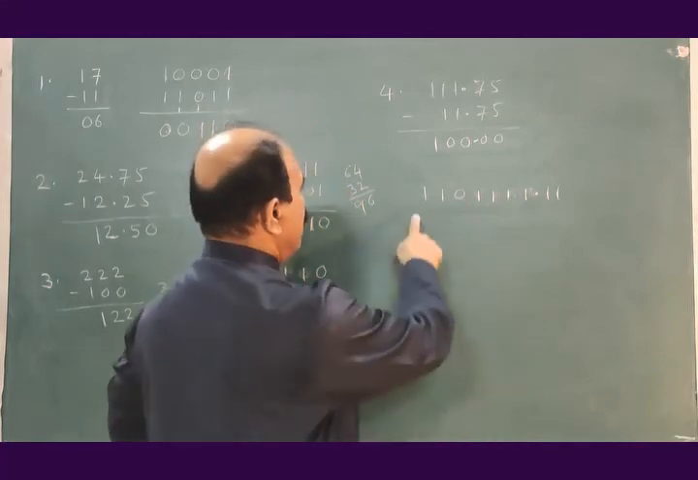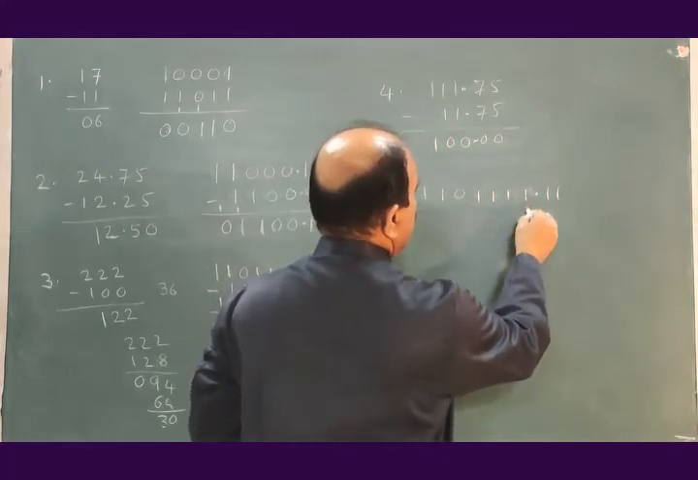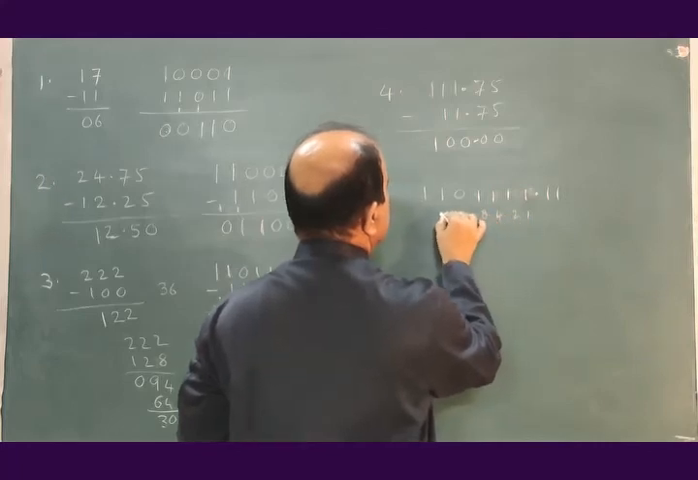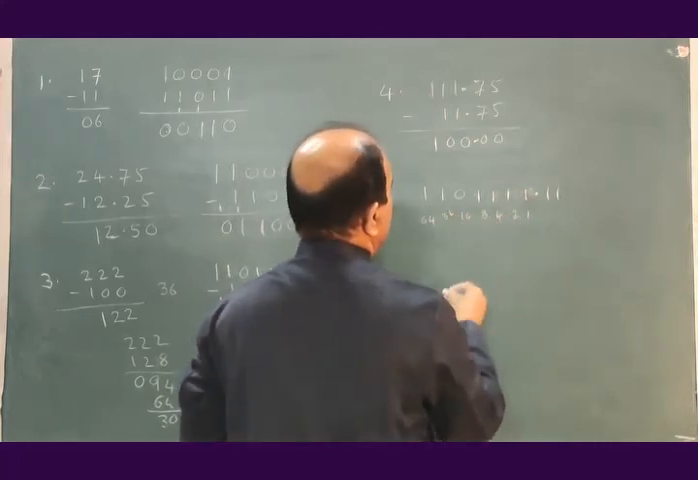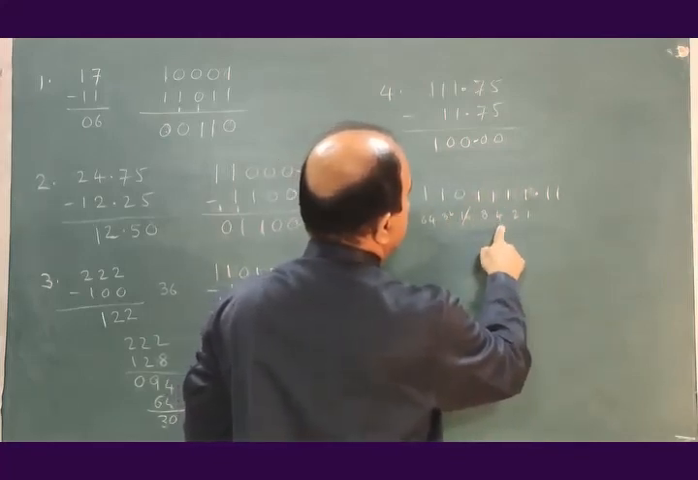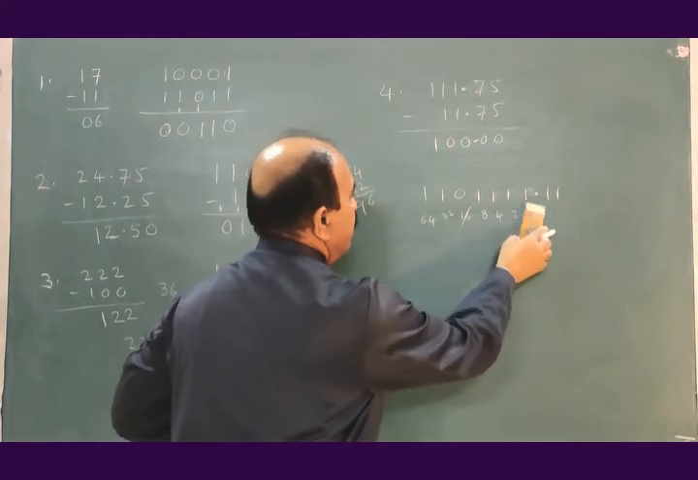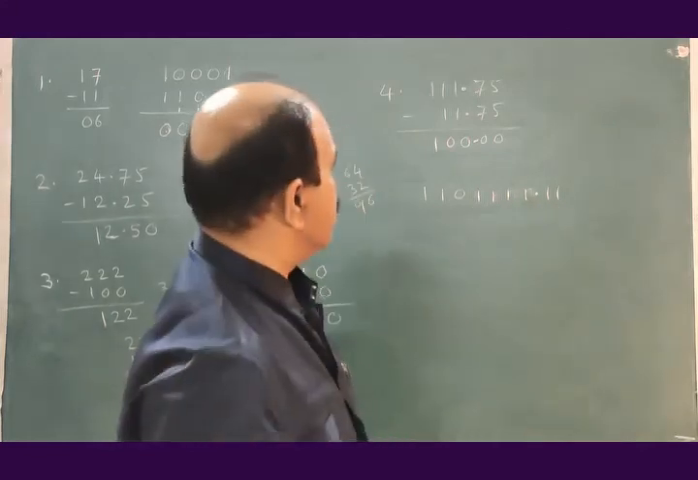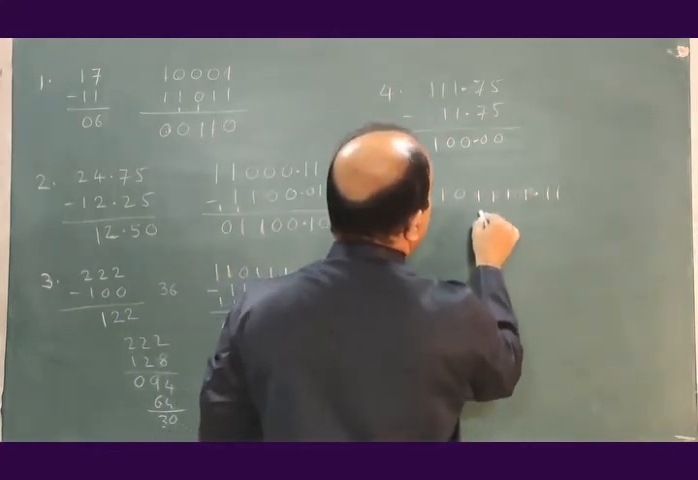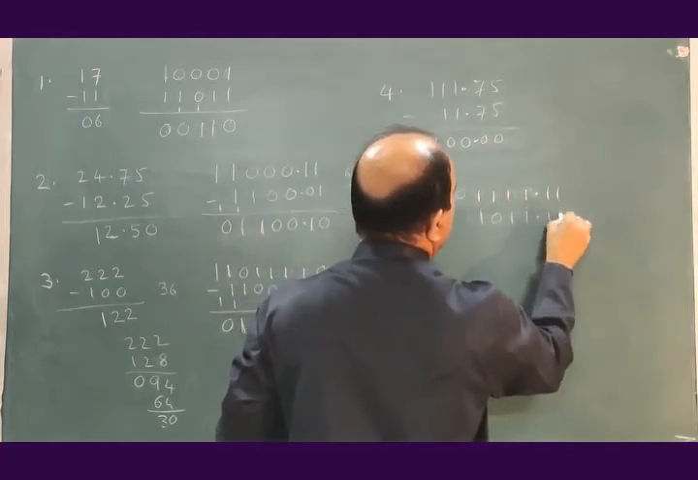Fractional part is correct. What about this part? What we need is 111. So 1, 2, 4, 8, 16, 32, 64. Weight corresponding to 0 cancelled. It is 96, 100, 10, 11. So it is correct. 111.11 minus 11.75 will be 1011.11, that is 8 plus 3, 11.